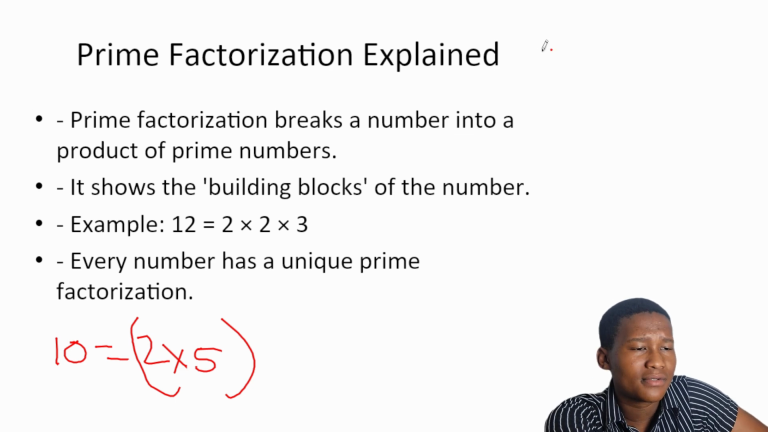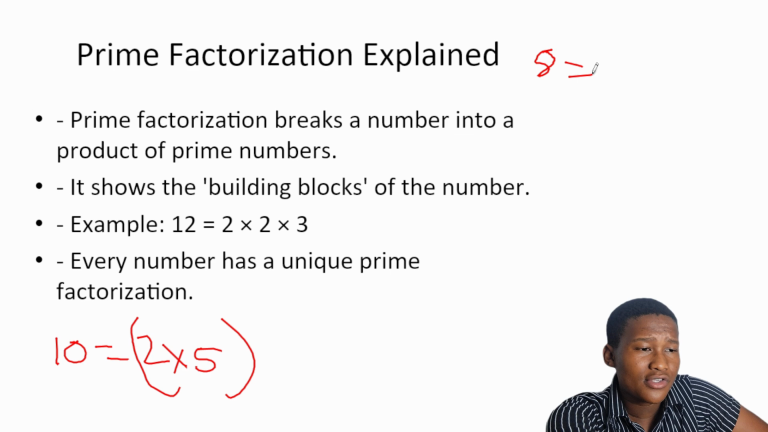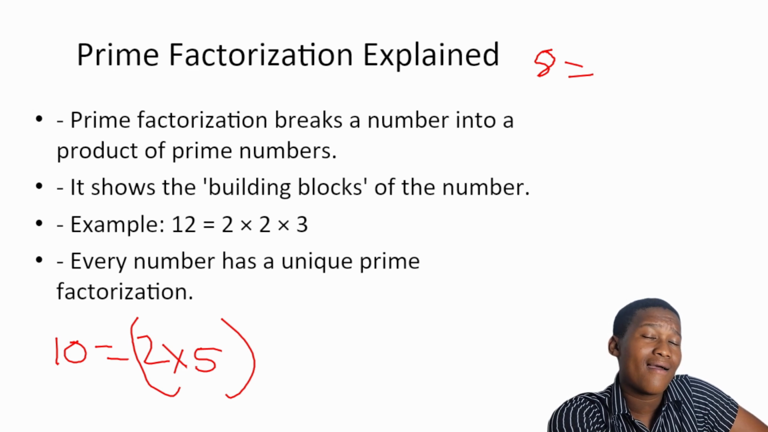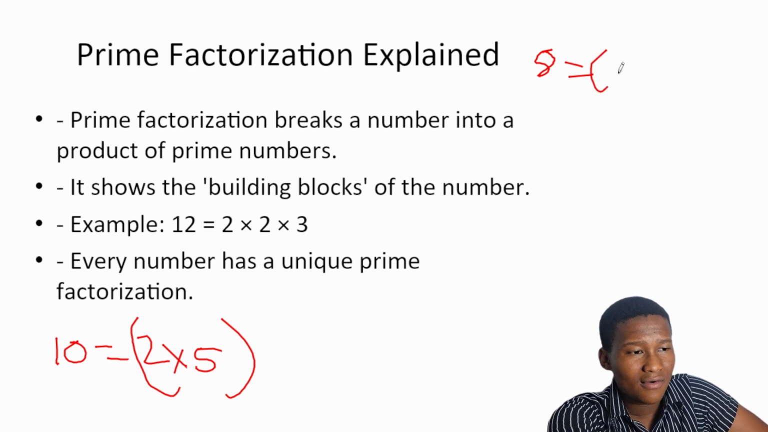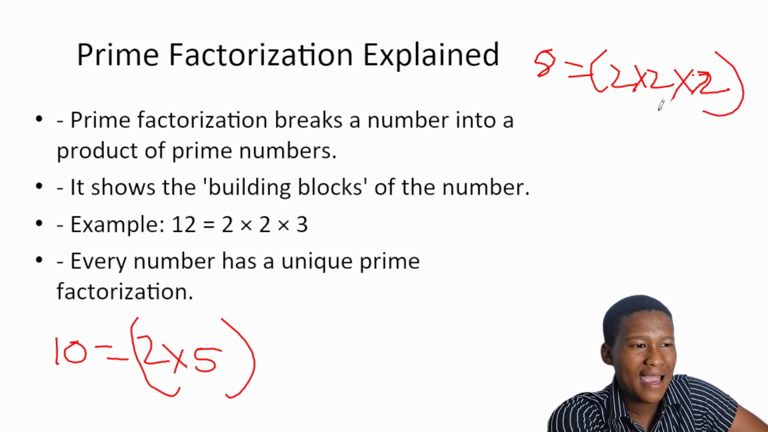Let's try 8. 8 is not a prime number, but we're going to break it into a product of prime numbers. So which prime number multiplied by another prime number can give you 8? Well, 2 times 2, which is 4, times 2. So you see this one in brackets, 2 times 2. This is the prime factorization.